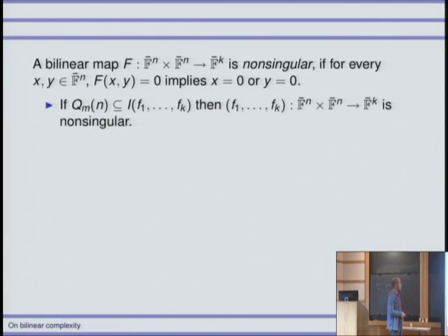A simple observation is that if Q_{m,n} is contained in the ideal generated by F1 through Fk, where those Fi's are bilinear, then those F1 through Fk are actually a non-singular map.